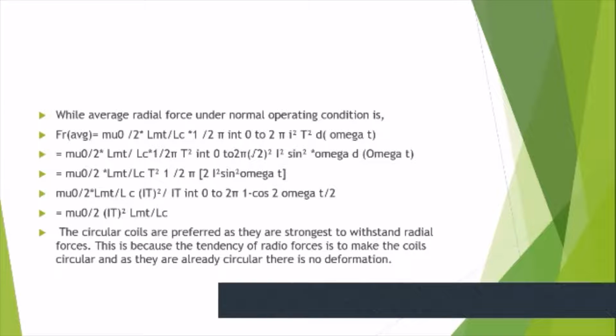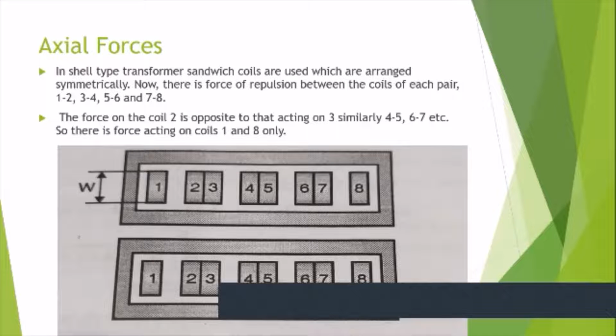So next is axial forces. In shell type of transformer, sandwich coils are arranged symmetrically. Now there is force of repulsion between the coils of each pair. The pairs are 1, 2, 3, 4, 5, 6, 7, 8: 4 pairs. The force on coil 2 is opposite to that acting on 3. Similarly for 4, 5 and 6, 7. So there is force acting on coils 1 and 8 only.